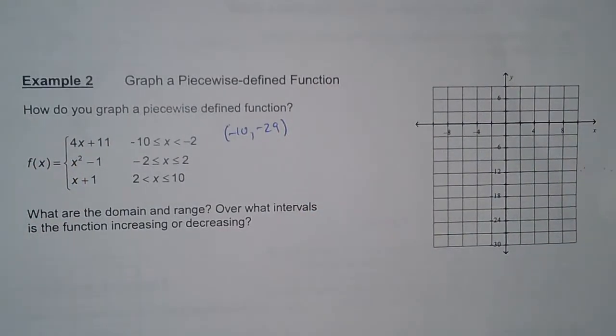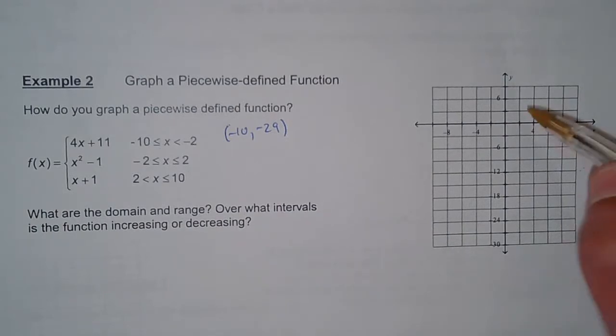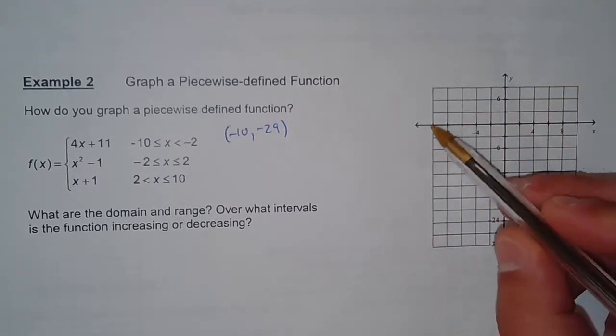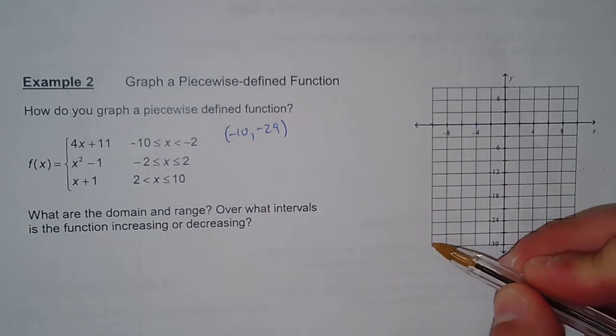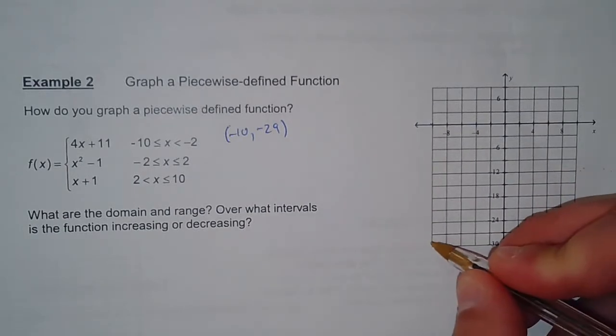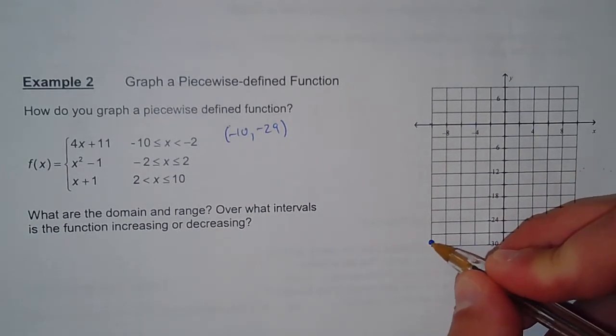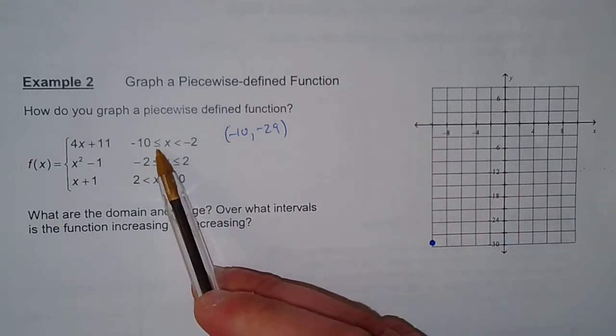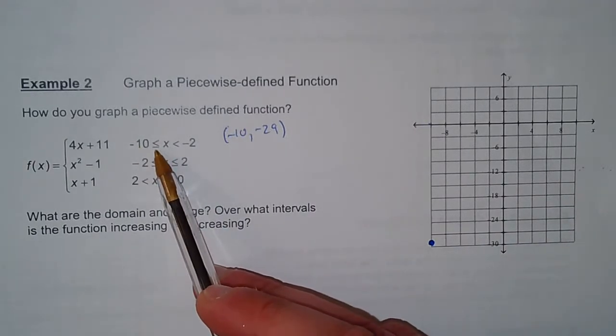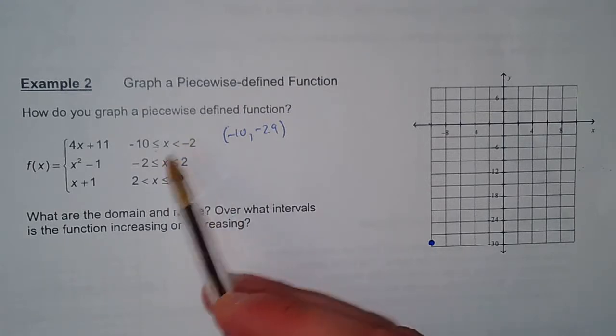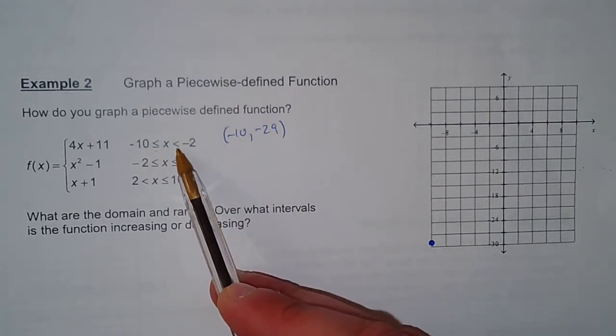So I go ahead and I can plot that. Let's see, this goes by 10 or 2s, so we're here, and then -29 way down here. Now the way you know what kind of dot to plot is look at your signs. Since -10 is included, we're going to use a solid dot. When we plot our other point, which we're going to find in just a second, we're going to use an open dot because it's not included.